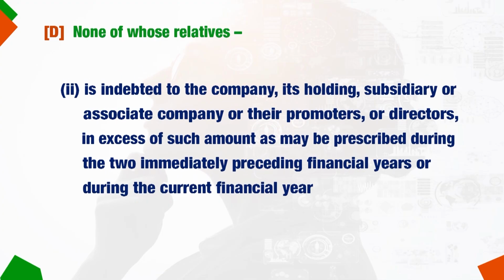provided that the relative may hold security or interest in the company of face value not exceeding 50 lakh rupees or 2% of the paid up capital of the company, its holding, subsidiary or associate company, or such higher sum as may be prescribed. Number second, is indebted to the company, its holding, subsidiary or associate company, or their promoters or directors, in excess of such amount as may be prescribed during the two immediately preceding financial years or during the current financial year.